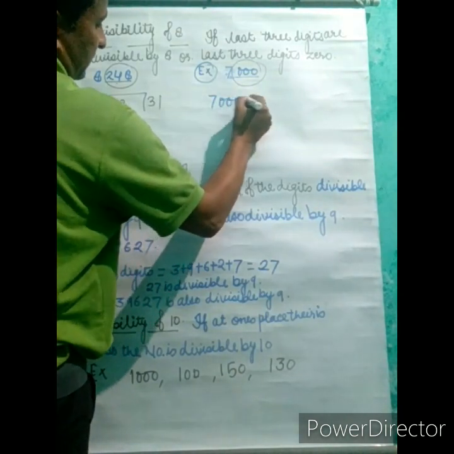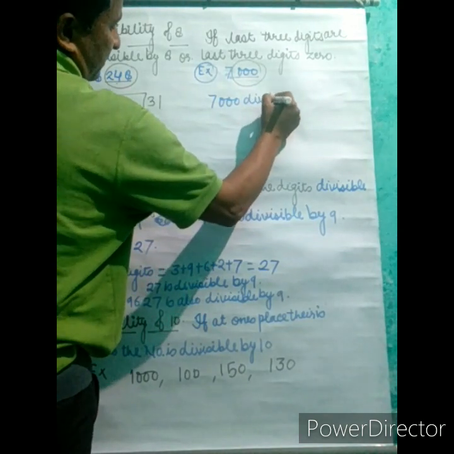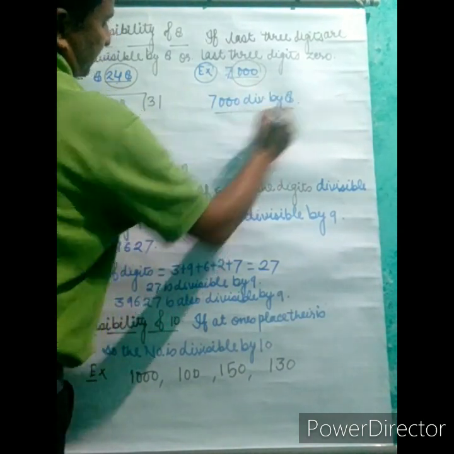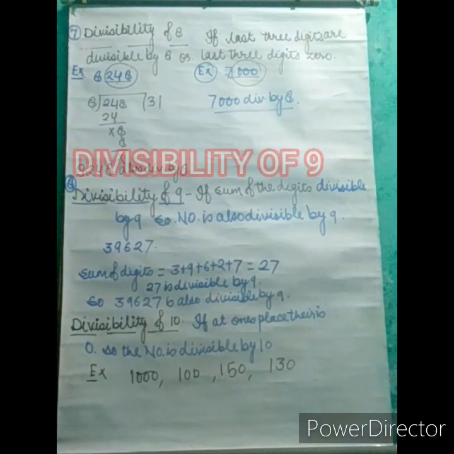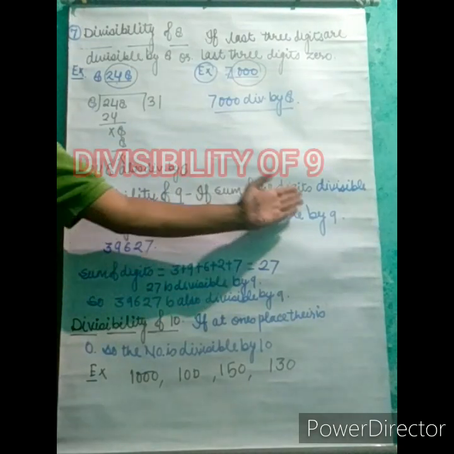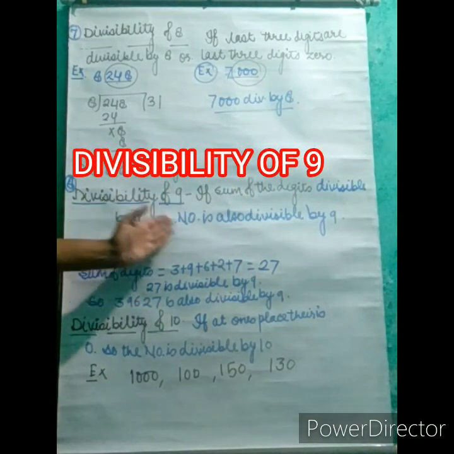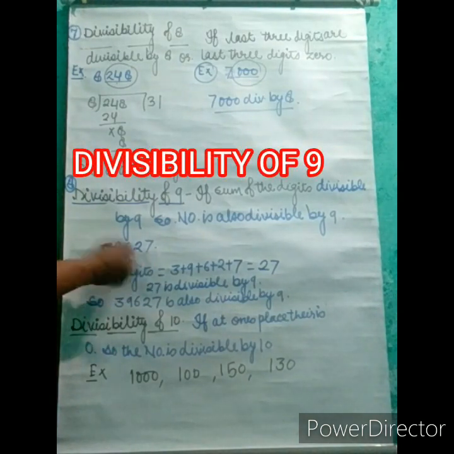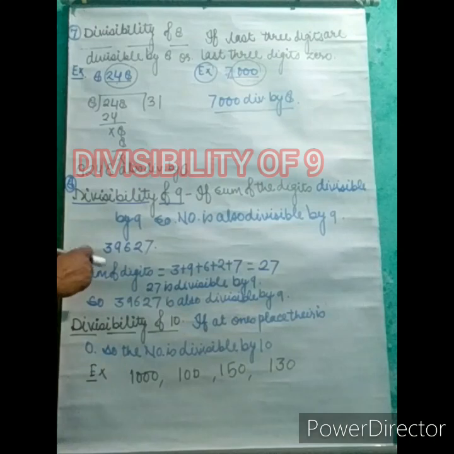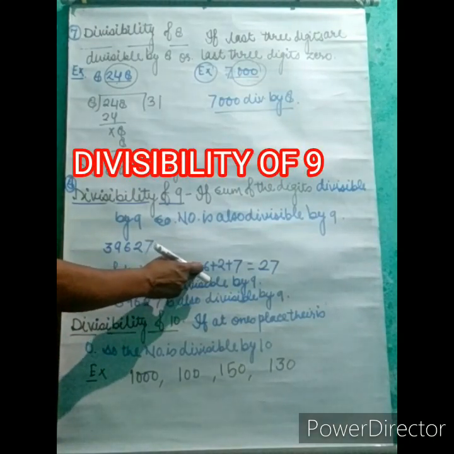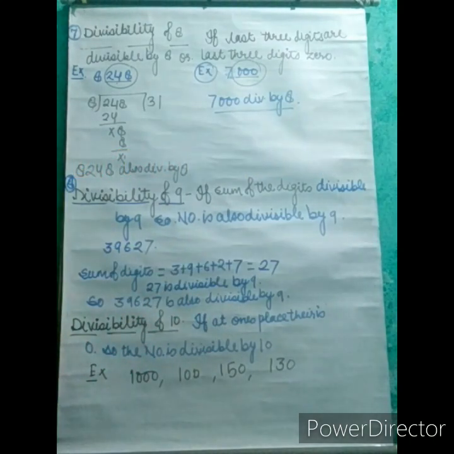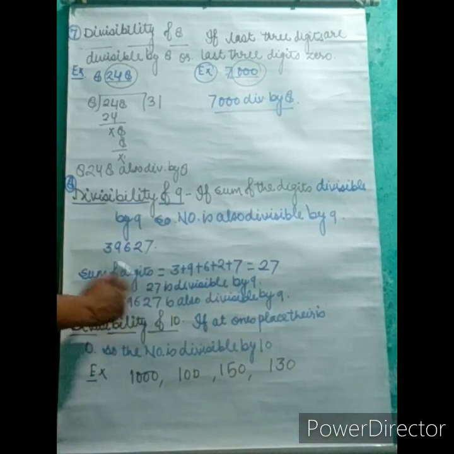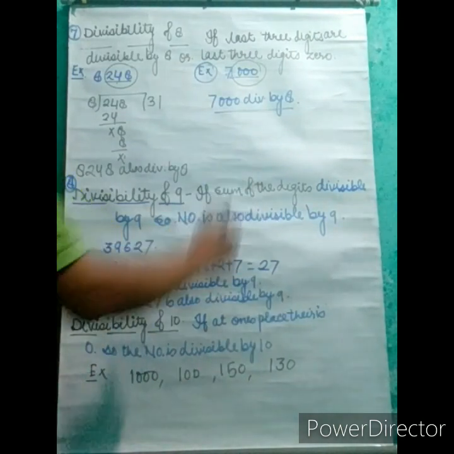So 7000 is divisible by 8. Next we have the divisibility of 9. It is the same as the divisibility of 3. If the sum of the digits is divisible by 9, then the number is also divisible by 9. Here we have the number 39,627. We find the sum of the digits: 3 plus 9 plus 6 plus 2 plus 7 equals 27. 27 is divisible by 9. It means 39,627 is also divisible by 9.